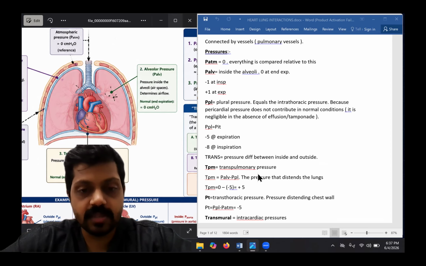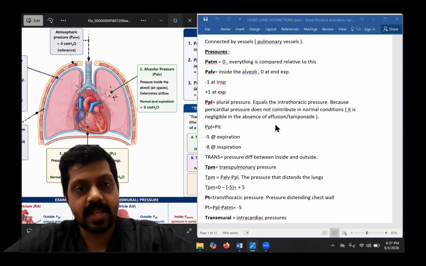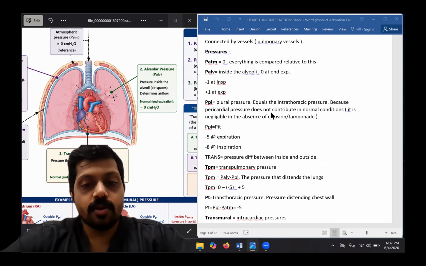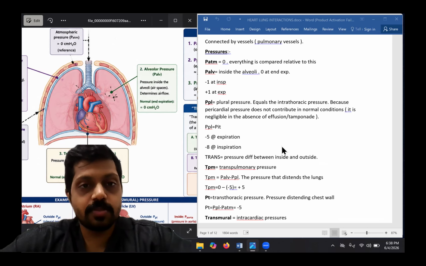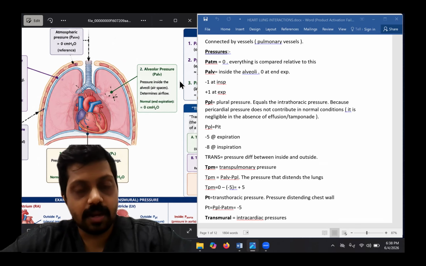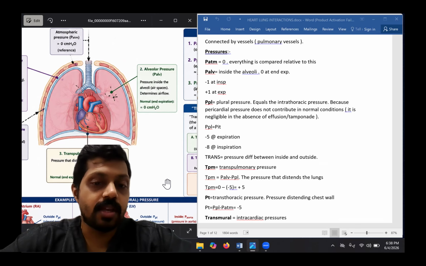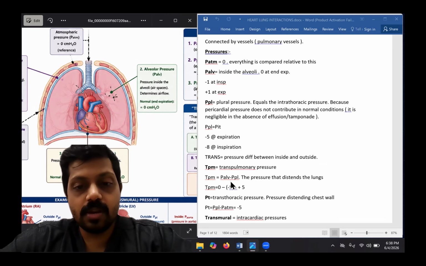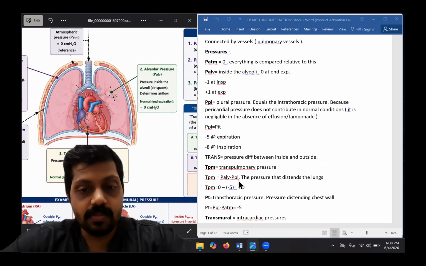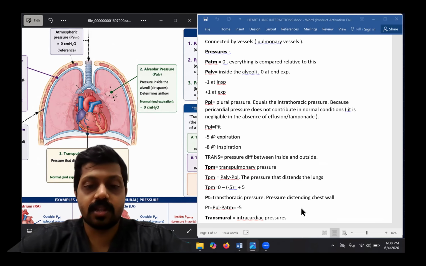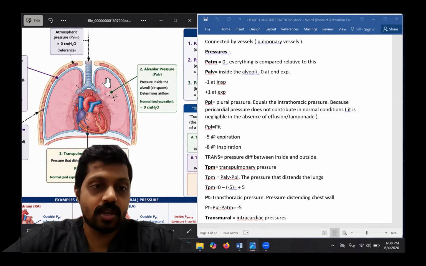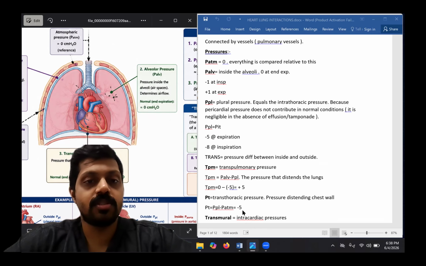Next, one more confusing thing is transpulmonary, transthoracic, all those "trans" terms. Trans means the pressure difference between the inside of something and the outside of something. Transpulmonary pressure is the pressure difference between inside the pulmonary cavity, the alveoli, and outside it, the pleura. So alveolar pressure minus pleural pressure, which is the intrathoracic pressure, is your transpulmonary pressure. Similarly, transthoracic pressure is the difference between inside the thorax, the pleural pressure, and outside the thorax, atmospheric pressure.